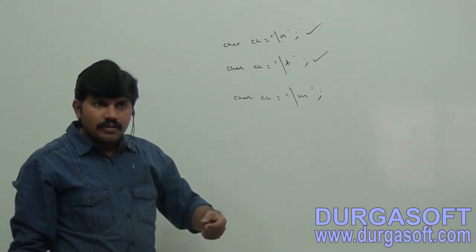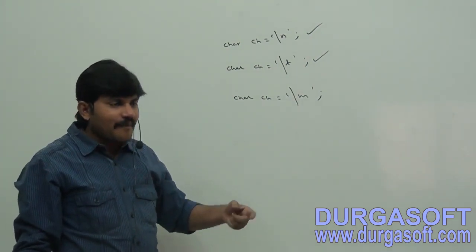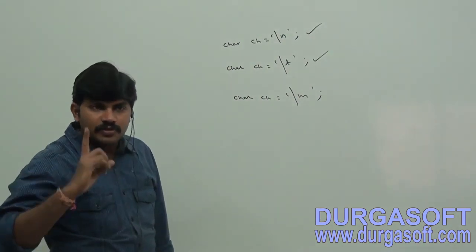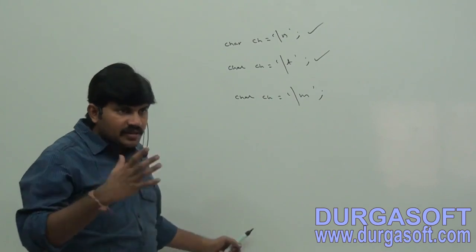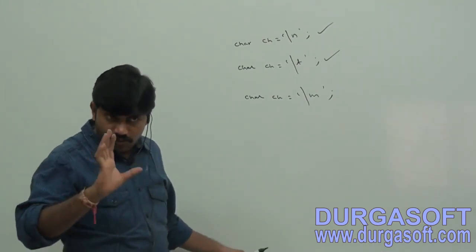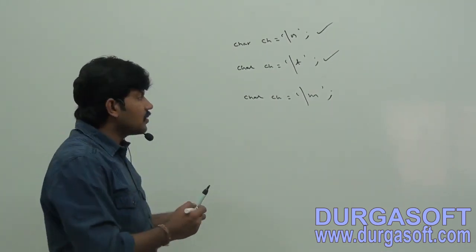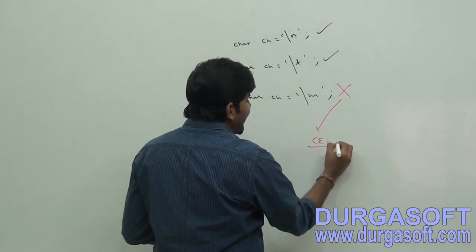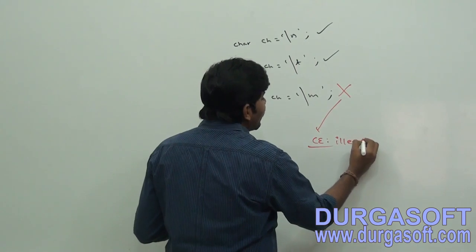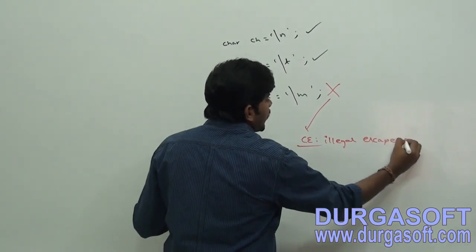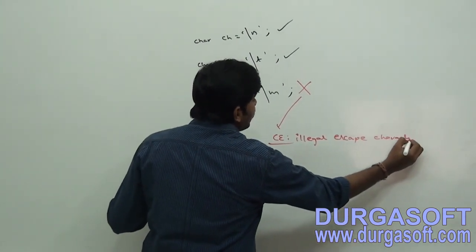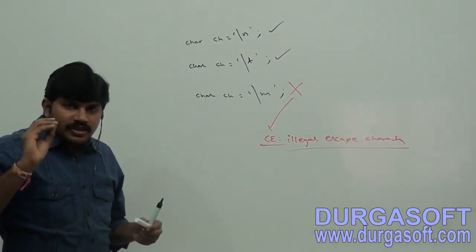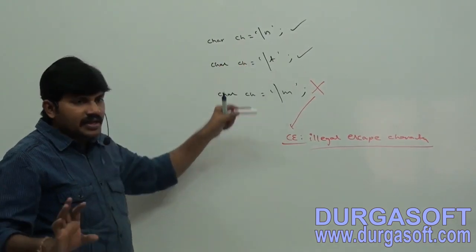There are not. To answer this type of questions, compulsory you people should be aware of which are valid escape characters, which are not. You have to be aware of the list. So this one, compile time error by default we are going to get saying illegal escape character. Illegal escape character like compile time error, right? Are you able to understand? So every escape character is a valid char literal.